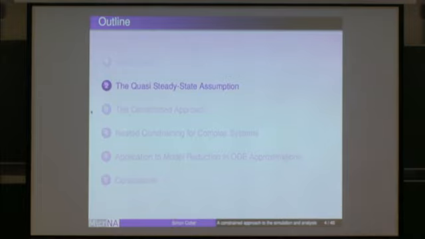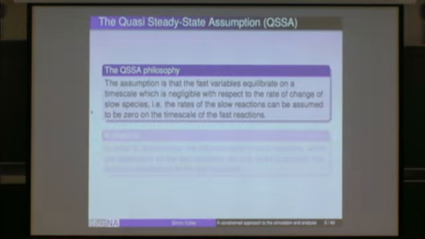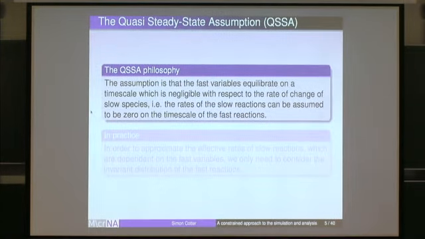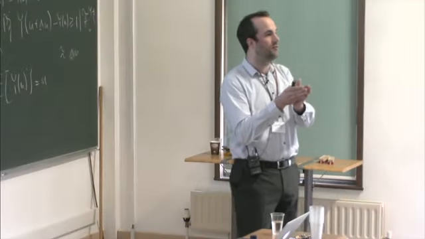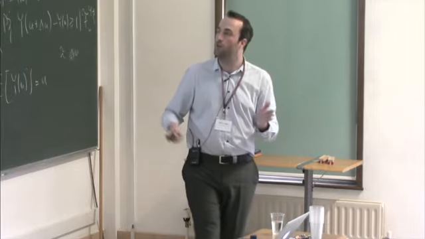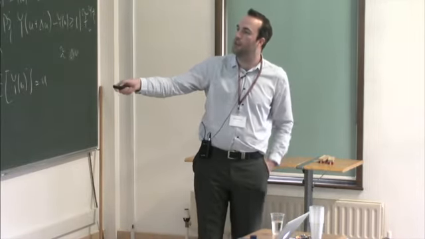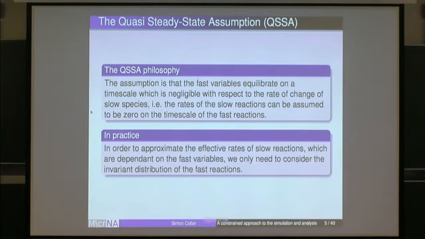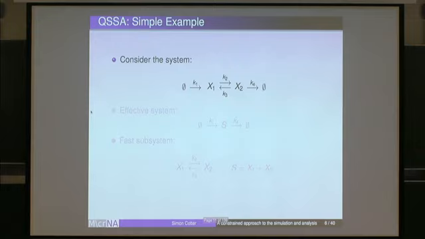Okay, so the natural thing that most people do is to apply the quasi-steady state assumption. So I have a quick summary in my own words. People may probably disagree with how I've summarized this, but the philosophy of the quasi-steady state assumption is that the fast variables are changing on such a fast timescale that the rates of the slow reactions in comparison are negligible. And that means if we want to work out what the expected amount of x2 is in the system, given a particular value of S, which is what we need in order to compute this effective rate K4, then all we need to do in practice is to look at the invariant distribution of those fast reactions completely in isolation.